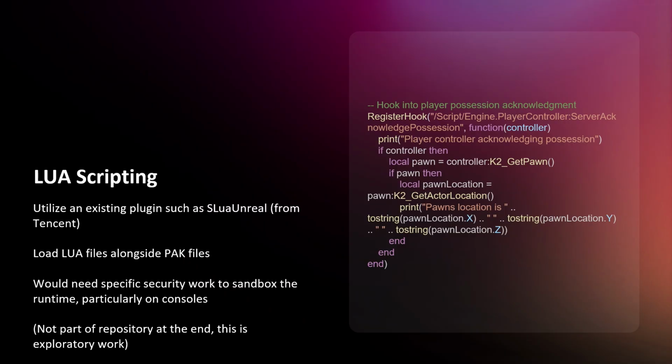But the example here is inspired by UE4SS, where we're registering a hook that will intercept the call to engine.playercontroller.server-acknowledge-possession. That native method is just a U function. Its parameter is a controller. And most of these things like Lua Unreal and the other Lua plugins provide a whole bunch of bindings that you can use. So in this case, we're just calling K2 get pawn, which is the blueprint method to get the pawn from the controller, K2 get actor location to get the pawn's location, then printing those out.